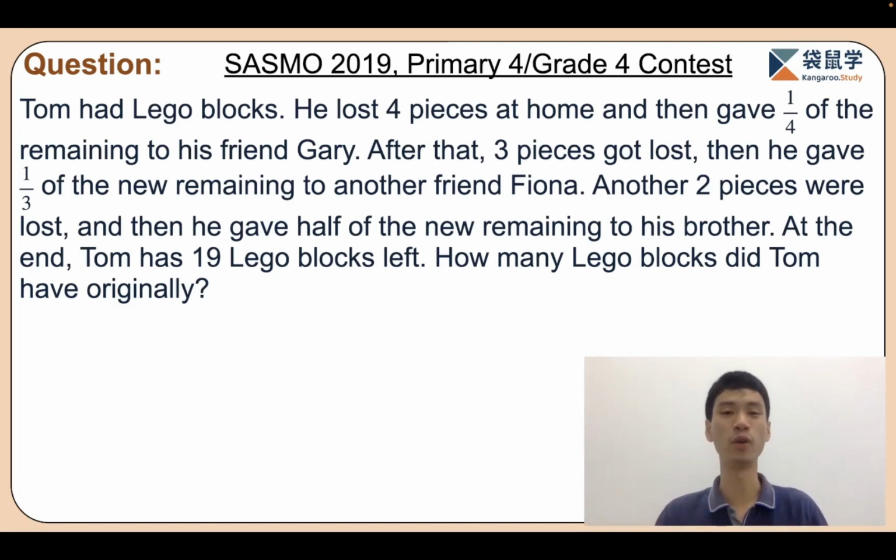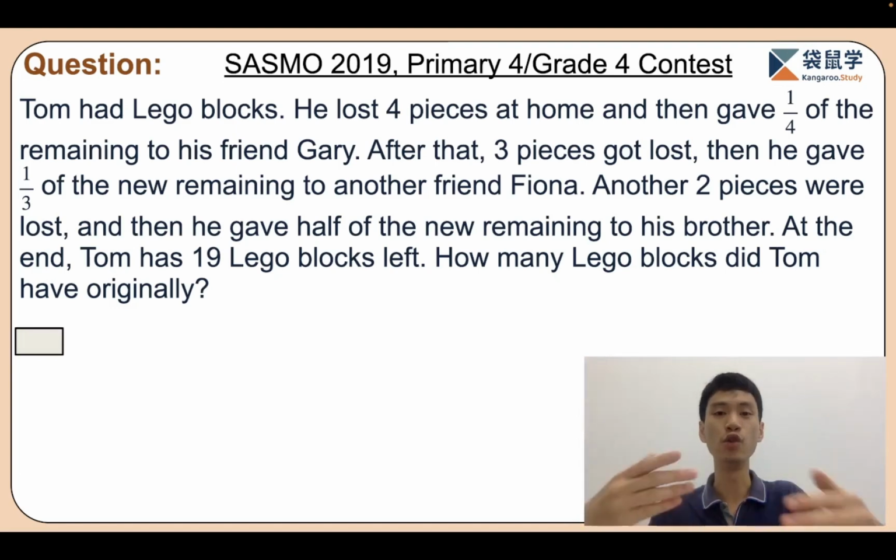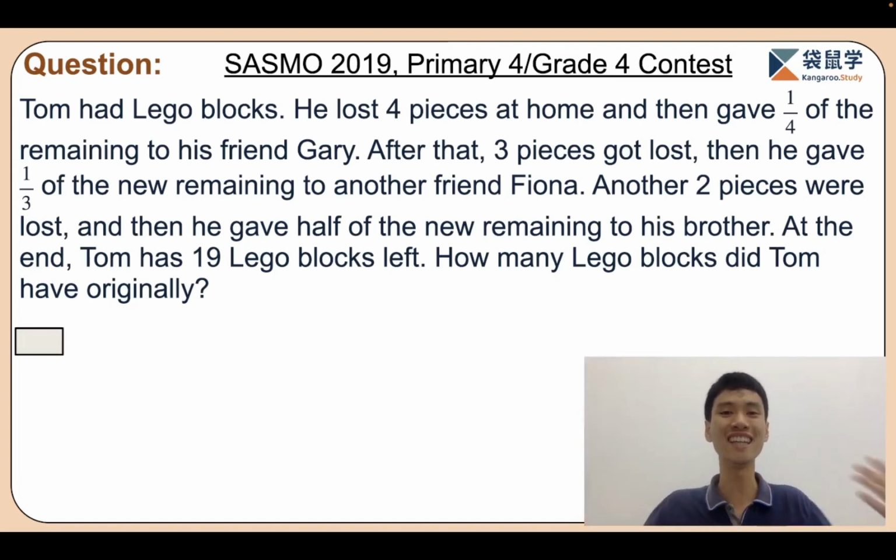The first step here would be to draw an empty box. And then we will work from left to right using the question like we did in the example. So next, we have a right arrow. And to represent the 4 pieces lost at home, we would subtract 4 to another unknown value.